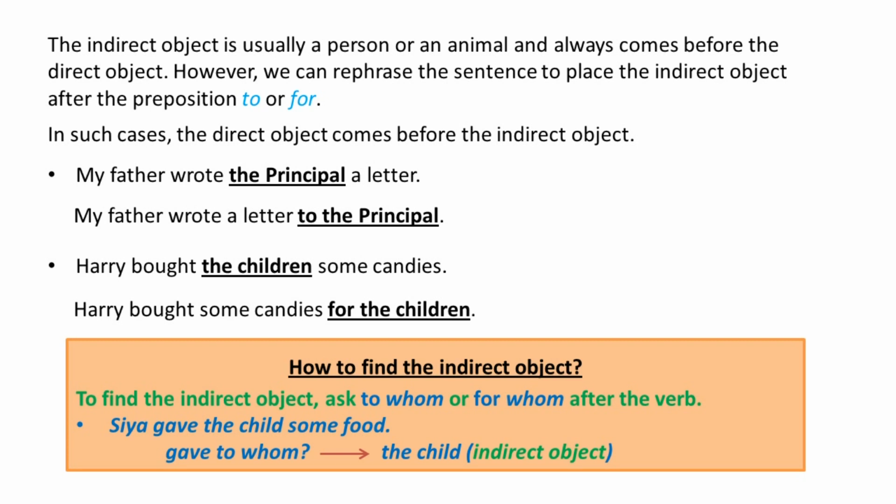How to find the indirect object? To find the indirect object, ask to whom or for whom after the verb. Look at this example. Sia gave the child some food. Gave to whom? The child. So the child is the indirect object.